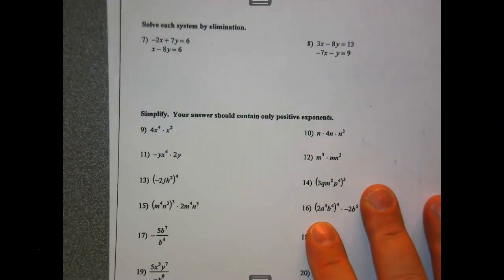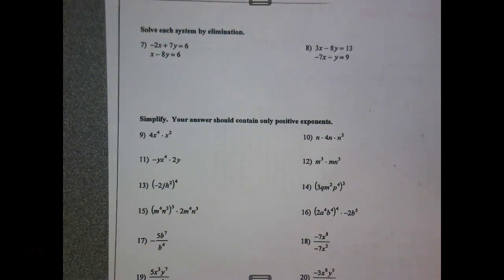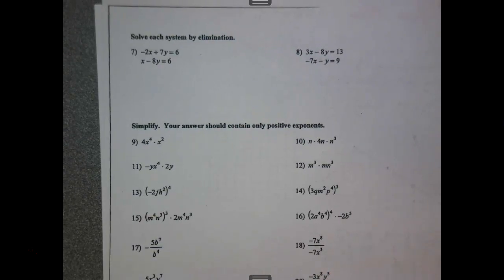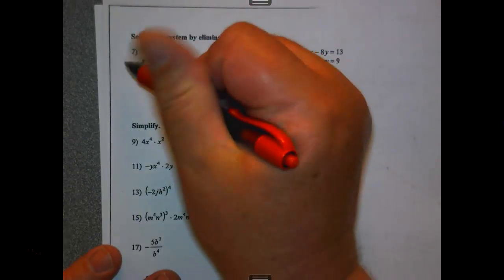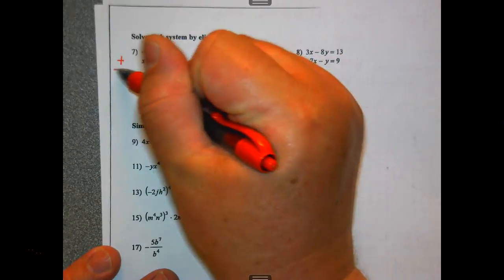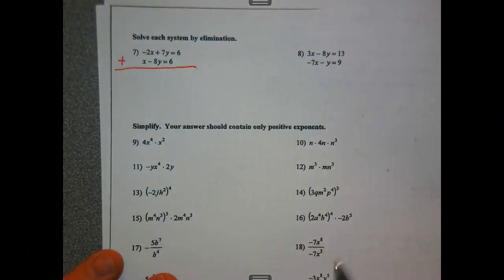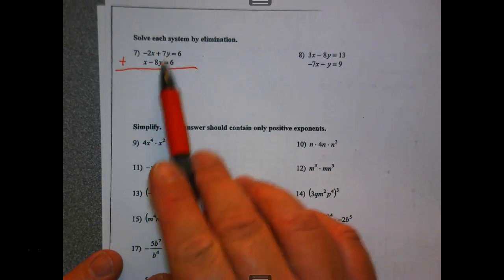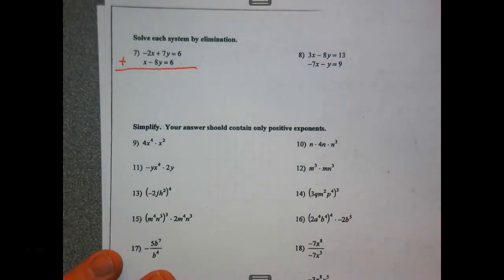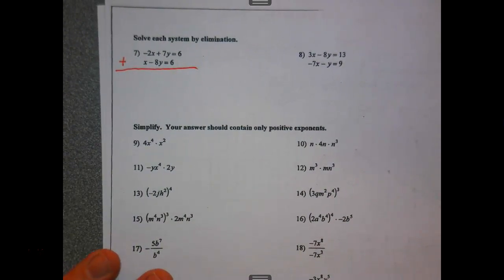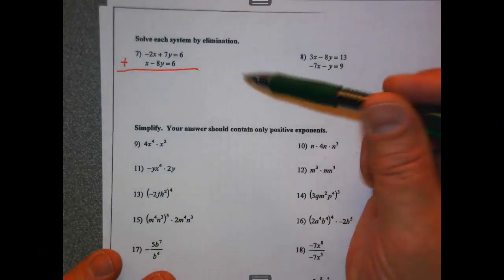Let's do an elimination one. Okay, number 7, elimination is adding the two equations together. Now, the whole idea here is to eliminate one of the variables when we add these together. Is that going to happen here? No. However, we're really close on actually both of them.